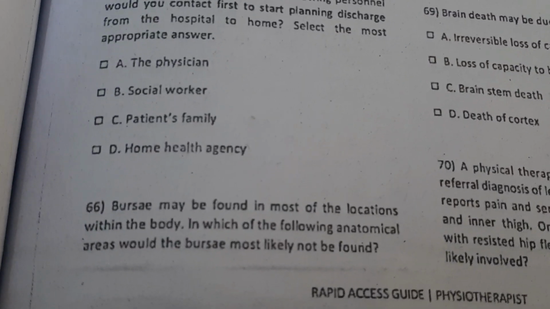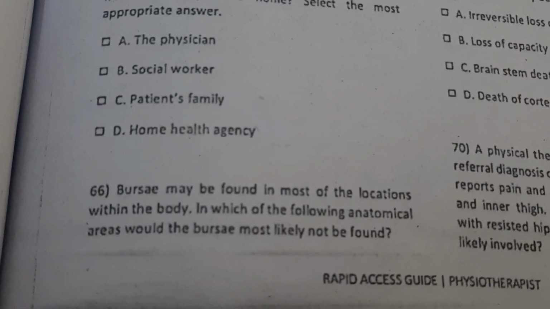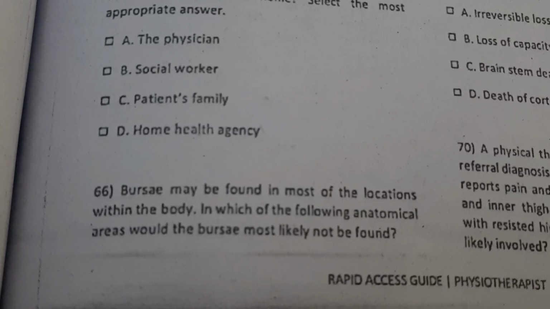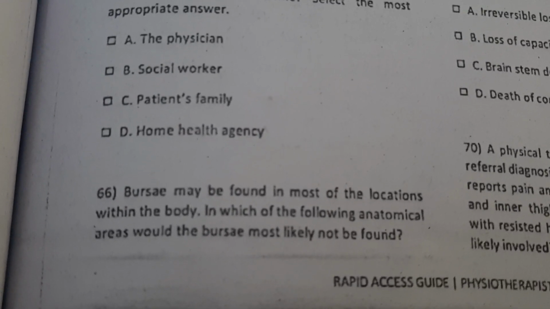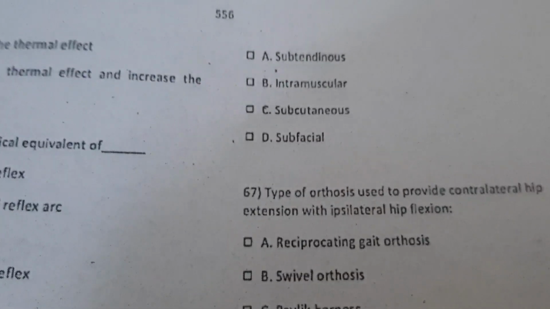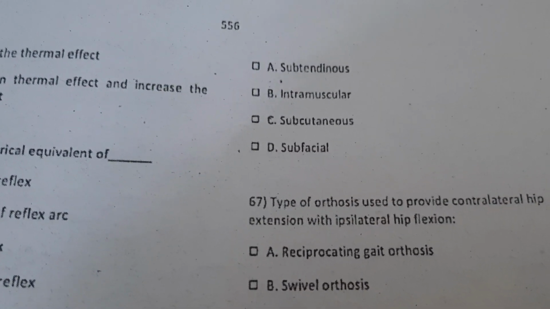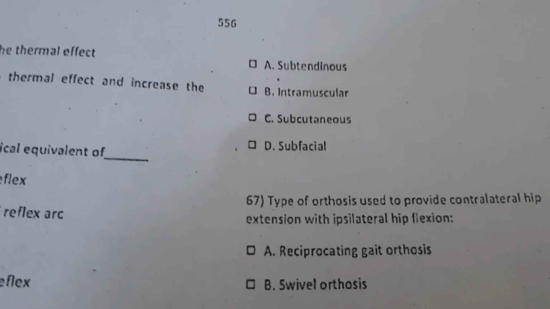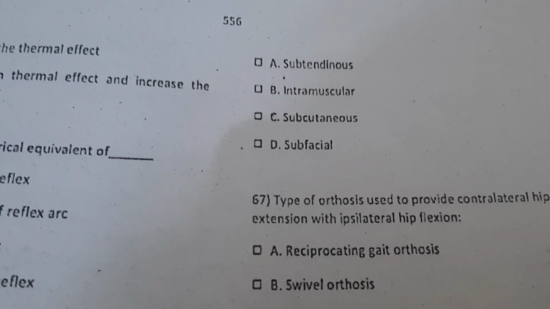Bursa may be found in most of the locations within the body. Which of the following anatomical areas would the bursa most likely not be found? A. subcutaneous, B. intramuscular, C. subcutaneous, D. subfascial. Option B is correct, intramuscular.